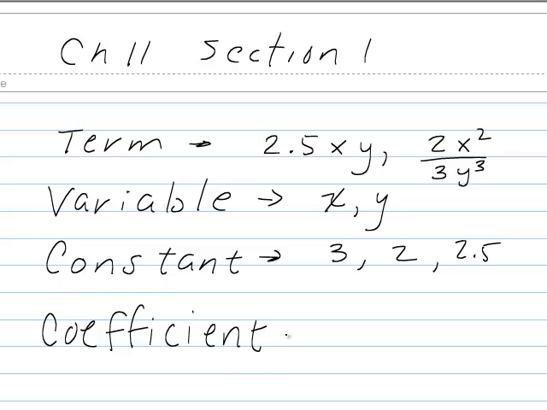We say a coefficient. A coefficient is the number, the constant that is at the front of the term. So in this case, this 2.5, that's our coefficient. In this case, it's actually 2/3 that is the coefficient. Whatever the number is in front of the term, that's what we define as the coefficient. Alright, so then we can continue on defining things here.